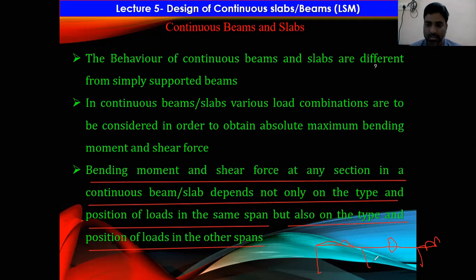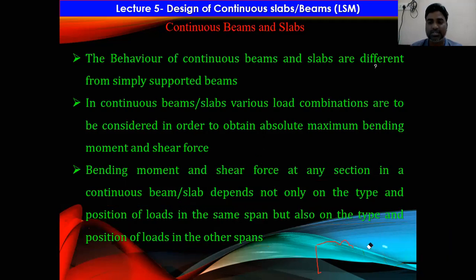Because due to this load there is some effect here, right? And due to this load there is some effect here. Similarly for here and here also. So that means the maximum bending moment and shear force at any section depends not only on the loads on that span, it also depends upon the type and positions of loads in the other spans. Right? So while designing, you need to calculate that effect also in continuous beams.